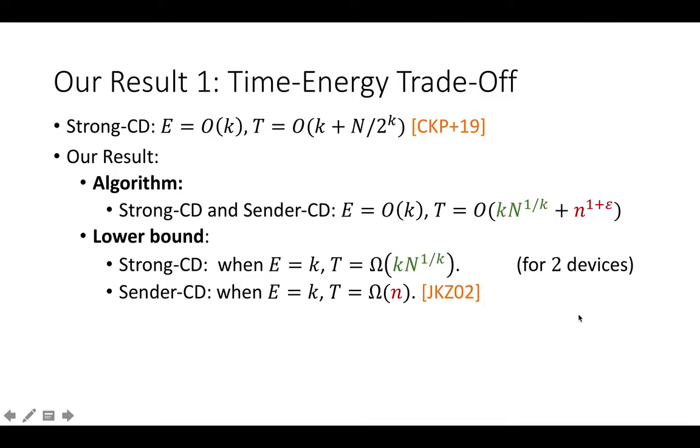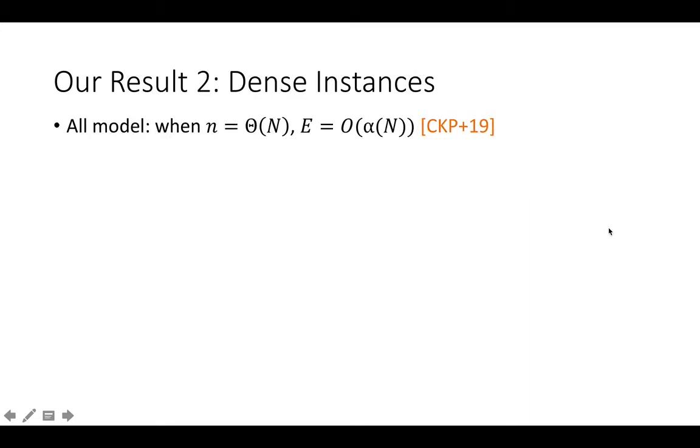We also provide a lower bound that nearly matches this upper bound. So in the strong CD model, we prove that when the energy is k, the time has to be larger than k times capital N to the 1 over k. And this lower bound is proved for two devices. It is already known in the literature that in the standard CD model, when the energy is k, time has to be at least order of little n. So this shows that up to this epsilon constant, this algorithm is tight.